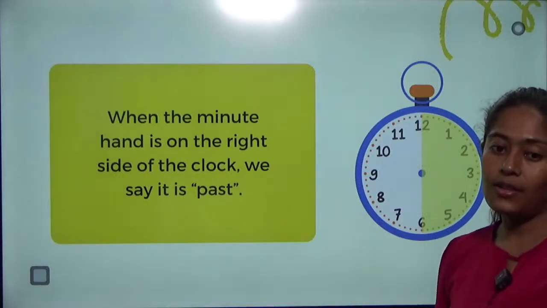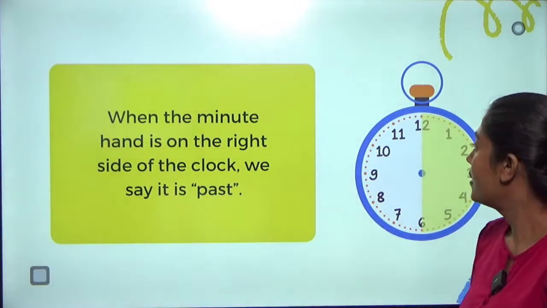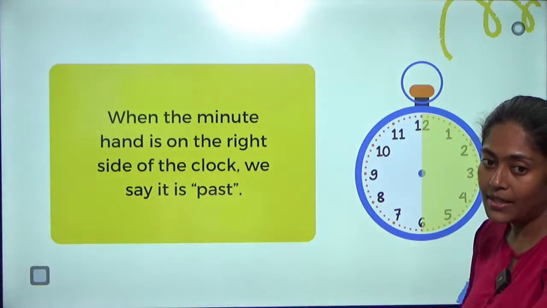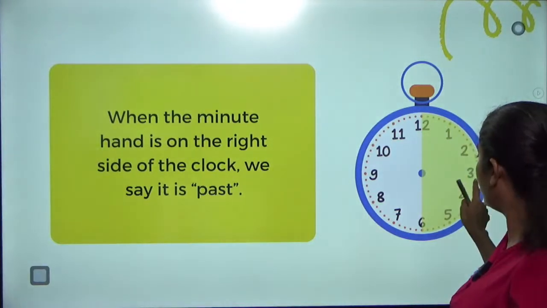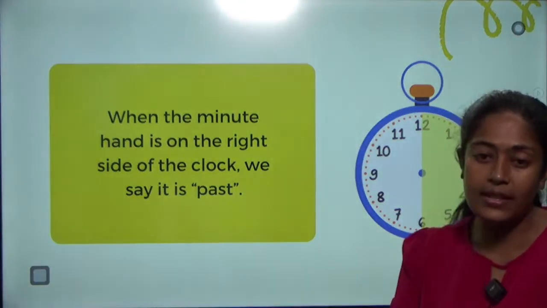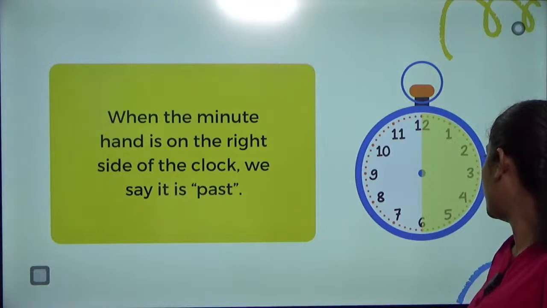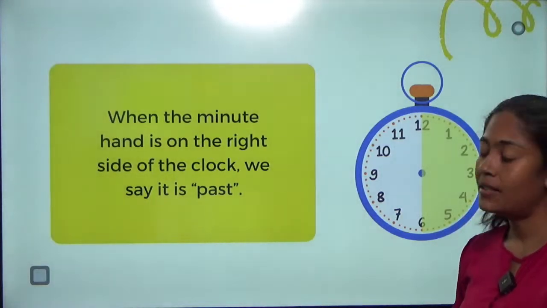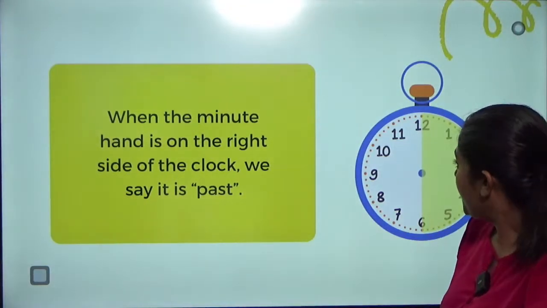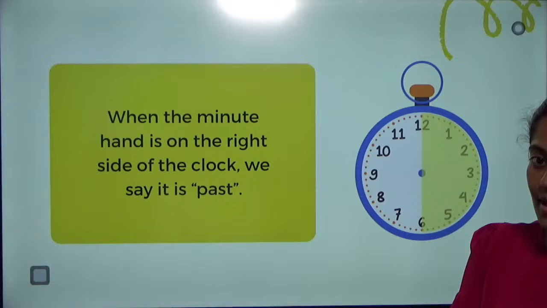When the minute hand is on the right side of the clock, we say it is past. Can you identify the minute hand? Sometimes the minute hand can be at 1 or 2, 3, 4 like that. So, when you are reading the time, we say past. That means if the hour hand is at 1, how do we read that? 1 past. Then if the minute hand is pointed to 5, 1 past 25. Like that we are using the word past.